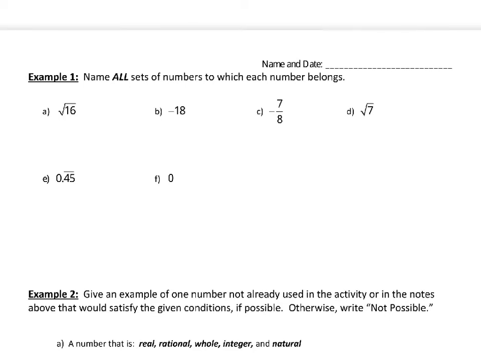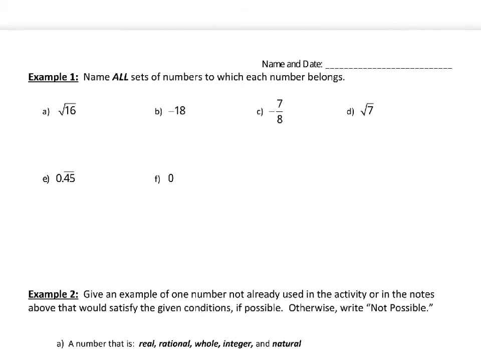Example 1b is -18. Well, there's nothing we can do to simplify it, so I notice that it's a negative value. So the number set that starts giving negative values is integers. Well, if I look at my number chart above integers, I notice that all integers are also rational numbers. So -18 is also rational. It can be made into a fraction. It's real because all rational numbers are real, and it's complex because all real numbers are complex. So you actually have 4 answers.